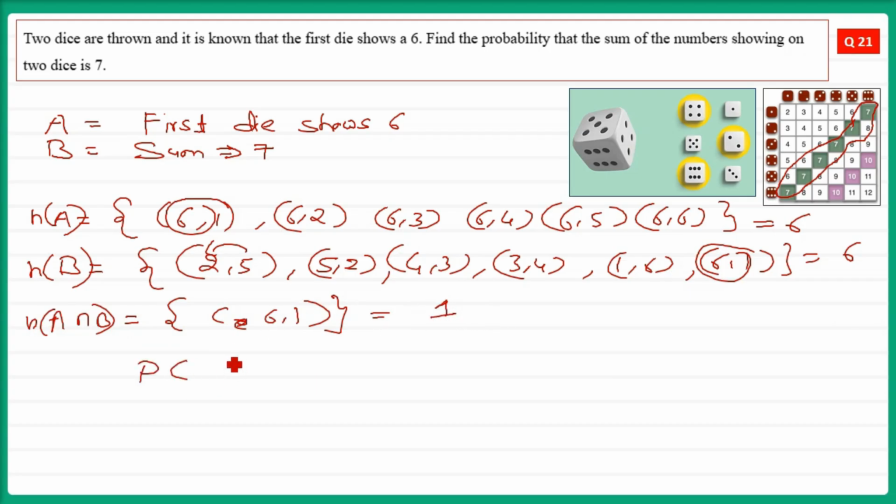So for the probability where 2 dice are thrown and it is known that the first die shows a 6, the known condition always comes below. So we have A in the below part, and the sum of the numbers showing on the 2 dice being 7 is B.